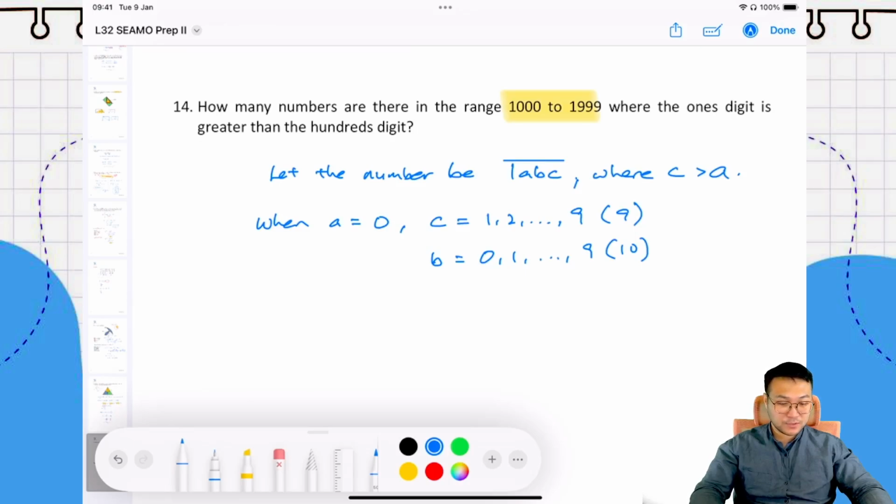When A equals 0, how many numbers are there altogether? You have 9 options for C and 10 options for D. So how many numbers are there? 90. Very good. When A equals 1, what is the value of C?